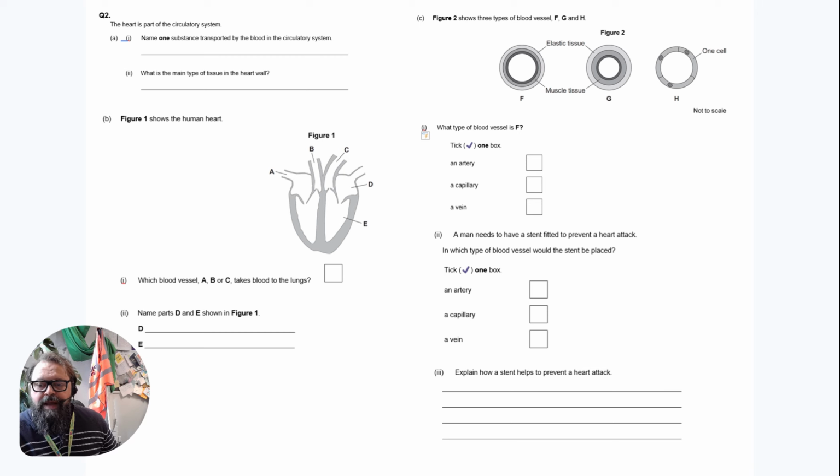Part 2, a man needs to have a stent fitted to prevent a heart attack. Stents are kind of mesh tubes which hold open blood vessels. It will be placed inside an artery to hold it open. And we're explaining how the stent works to prevent a heart attack here. So remember, a heart attack is caused when the heart muscle itself is starved of oxygen. So the stent will keep the artery open or keep it wider, therefore allowing oxygen to get to the heart muscle so it can continue to work normally, doing respiration, releasing energy, and keeps your heart beating.